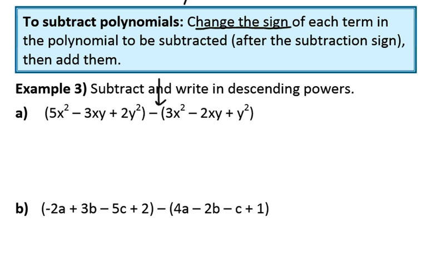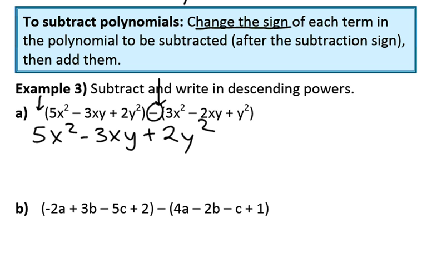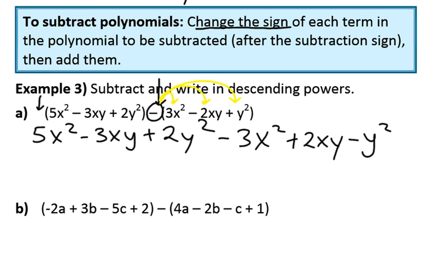So for part A, you see I have no subtraction in front of the first parentheses. So I'm just going to rewrite those terms. They did nothing. There was no change. Then this minus sign right here, think of it as distributing a negative 1 to each term inside. So that's going to change the sign of everything inside. So 3x squared becomes negative 3x squared. Negative 2xy becomes positive 2xy. And positive y squared becomes negative y squared.